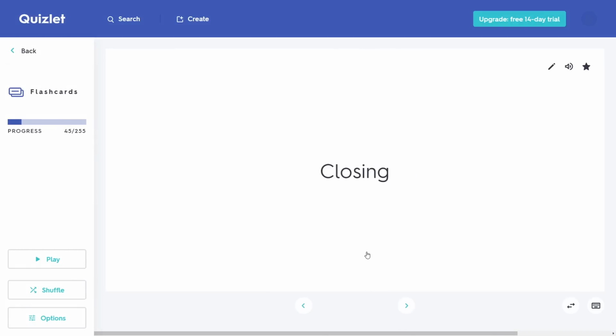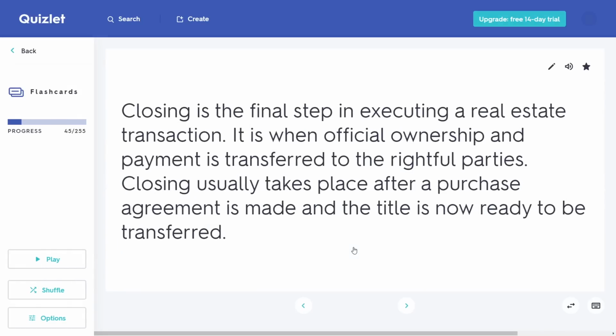All right, closing. One of our favorite terms here. Think that one over. Okay, are you guys familiar with closing? I hope so. Closing is the final step in executing a real estate transaction. It's when official ownership and payment is transferred to the rightful parties. Closing usually takes place after a purchase agreement is made and the title is ready to be transferred. So just remember it's the final step in executing a real estate transaction.